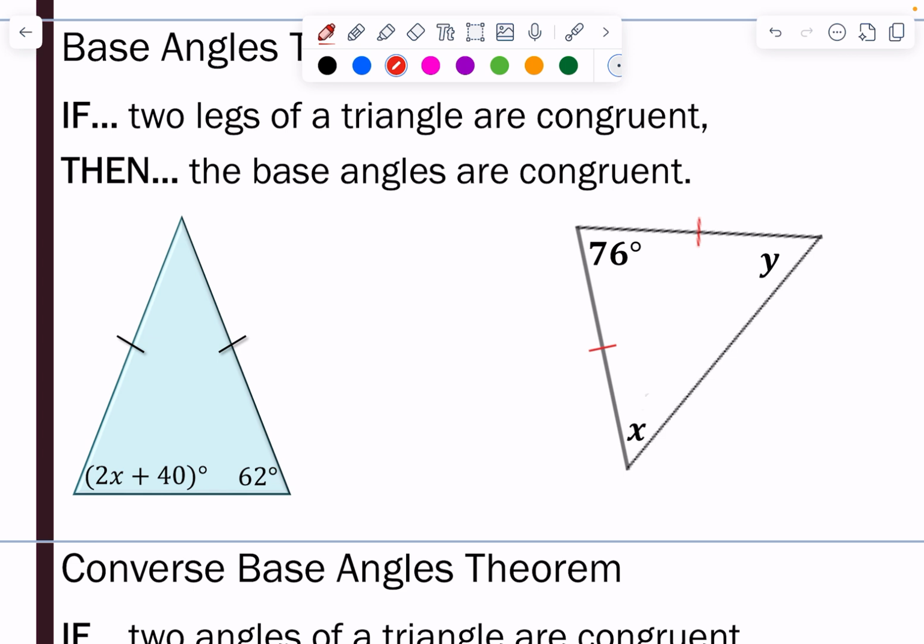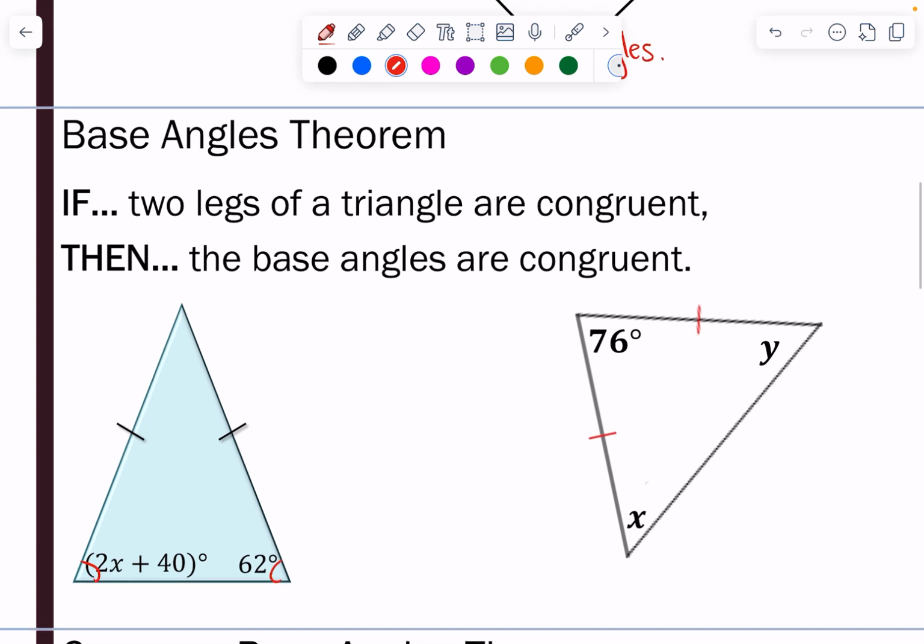So what does that mean? Well, since I have these two sides being congruent, then I know this angle and this angle are congruent as well. So how do we use that? Well, we would just take these two values, set them equal to each other, and we simply solve. So 2x is equal to, we minus the 40, so x would equal 11. Then we know that if we plug that back in, 2 times 11 is 22, plus 40 is 62. And again, you will notice those two angles are exactly the same.